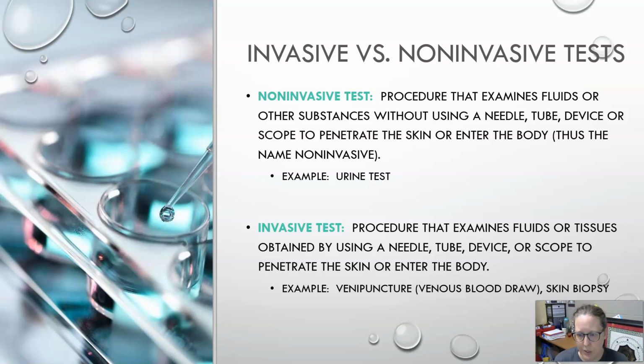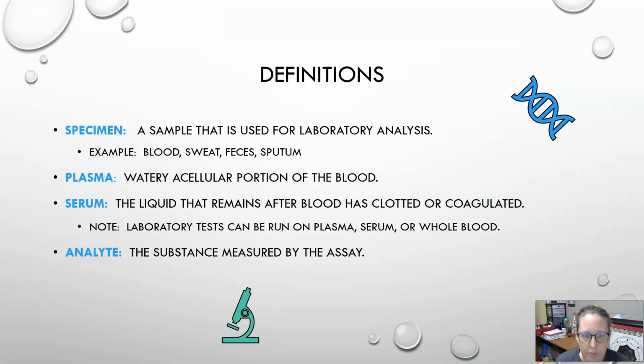Invasive tests are procedures that examine fluids or tissues that are obtained by using a needle, tube, device, or scope to penetrate the skin or enter the body. Most of your blood samples are obviously in that category because you have to obtain them via venipuncture, which is venous blood draw, therefore sticking a needle in somebody's arm to pull the blood out.